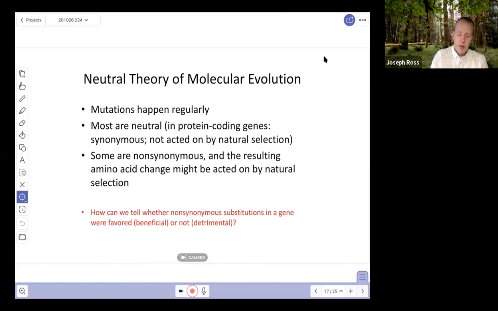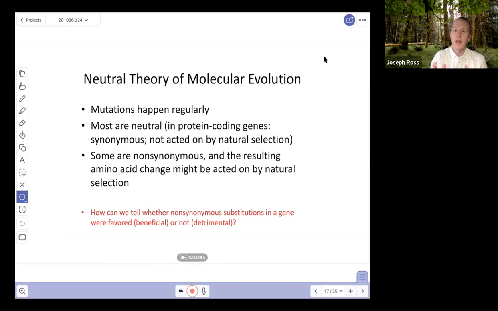On the other hand, some mutations in protein coding genes will be what's called a nonsynonymous mutation, which is one of those mutations where a single nucleotide change does change the protein that's encoded, and that amino acid change may influence the structure and the function of the protein and therefore be able to be acted on by natural selection.